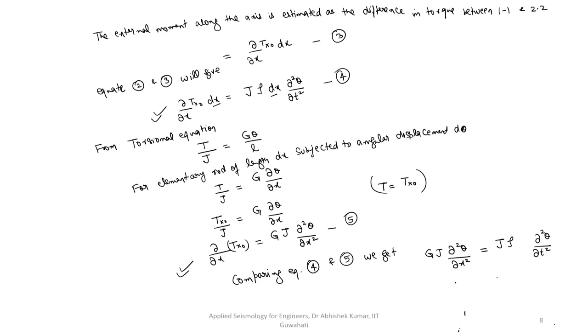So, again this equation can be further refined as ∂²θ/∂t² = (G/ρ) ∂²θ/∂x². Again here we can see, very similar to the primary wave, when a shear wave is passing through a particular medium, there is a change in the displacement of the particle with respect to space and with respect to time, which is correlated with the stiffness and mass density of the medium as given by this equation.